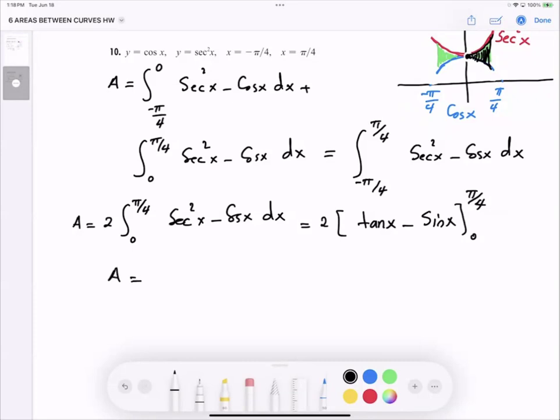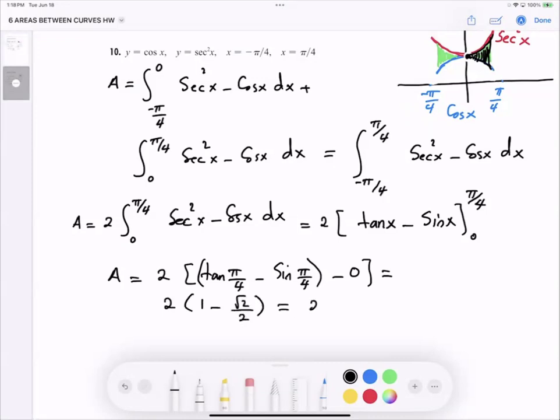So A, or the area, is 2 times, if you plug in pi over 4, tangent of pi over 4, which is 1, minus sine of pi over 4. And then if you plug in 0, in either case, it becomes 0. So you have 2 times 1 minus square root of 2 divided by 2, or 2 minus square root of 2. You can use a calculator to approximate this as well.